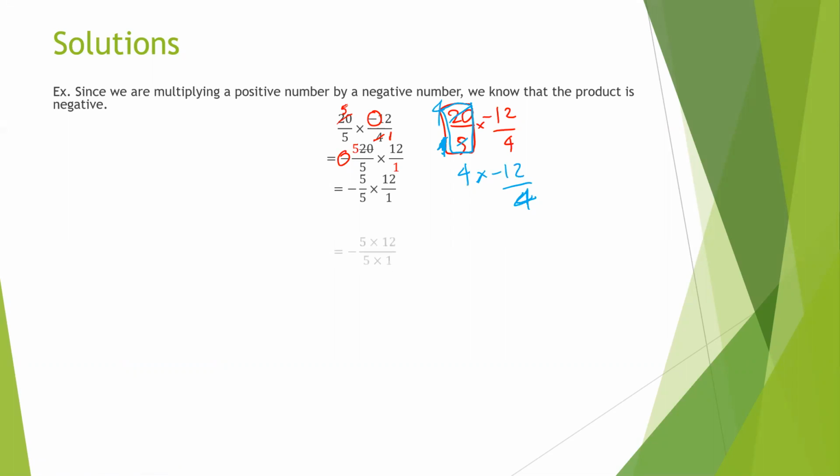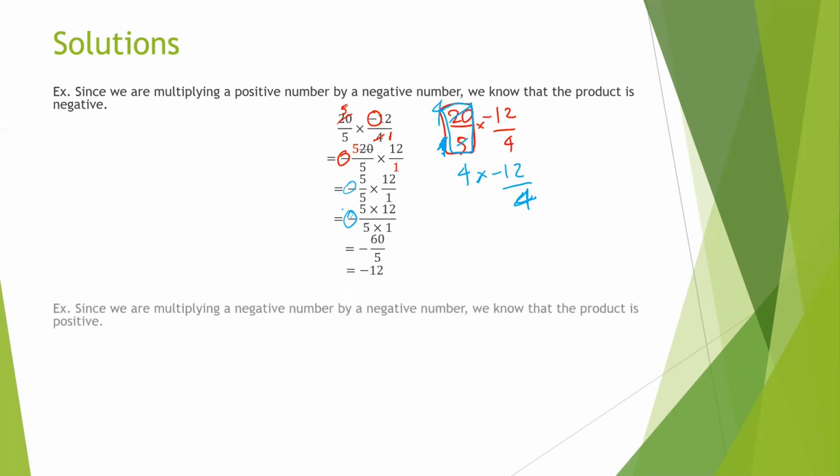And that becomes really easy to solve. All I have to do here is multiply the numerators and denominators, and keep in mind that I kept the negative sign in front the whole way through, just a reminder that the whole fraction is negative. When I multiply, 5 times 12 is 60, and 5 times 1 is 5. Then I get negative 60 over 5, which can be reduced fully to negative 12.